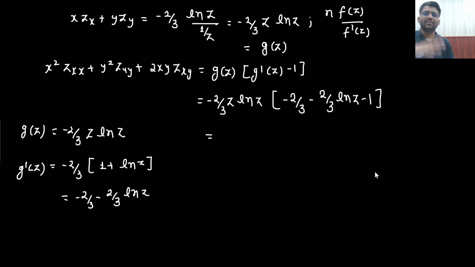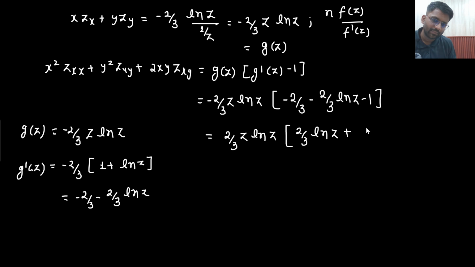This will become 5 by 3. So the minus sign can come outside. Here minus is there, no? So the minus sign can come outside. So this will become 2 by 3 z ln z. Okay, and this will become 2 by 3 ln z plus 5 by 3. That's the answer.